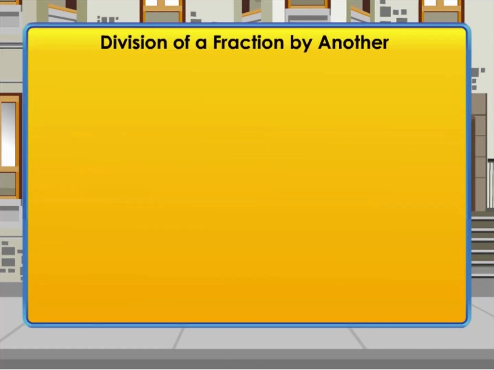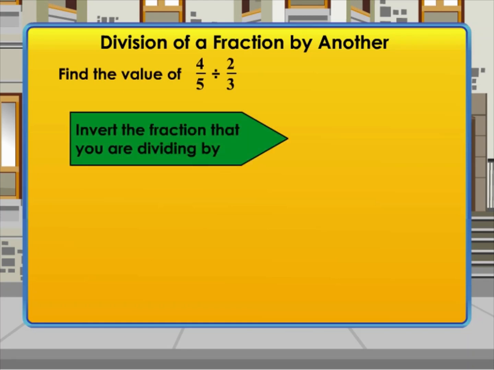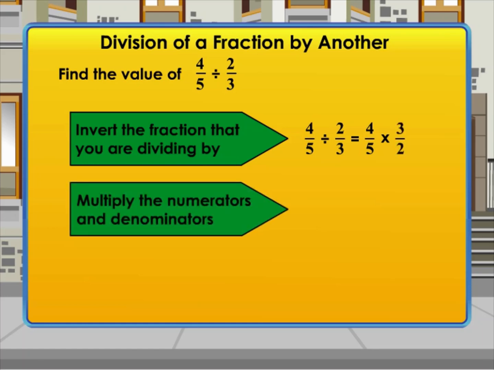Division of a fraction by another. Find the value of 4 by 5 divided by 2 by 3. Step 1. Invert the fraction that you're dividing by, that is 4 by 5 divided by 2 by 3, which is equal to 4 by 5 times 3 by 2. Step 2. Multiply both the numerators and the denominators. That is, multiply the numerators 4 times 3 is equal to 12. Then multiply the denominators 5 times 2 is equal to 10.